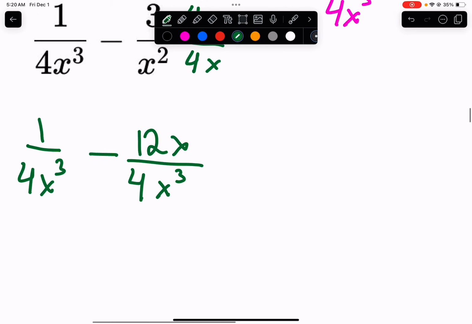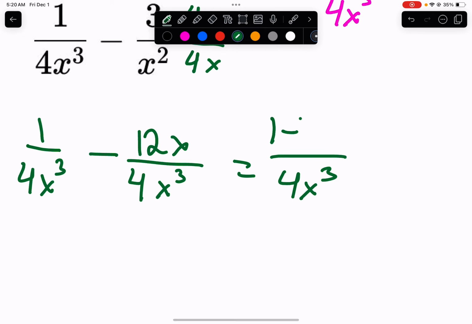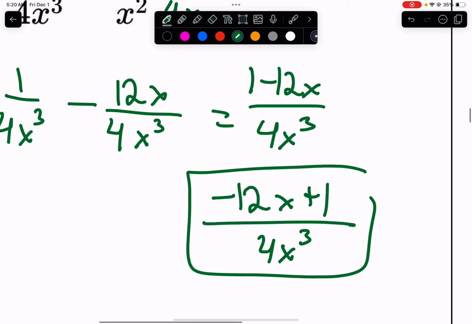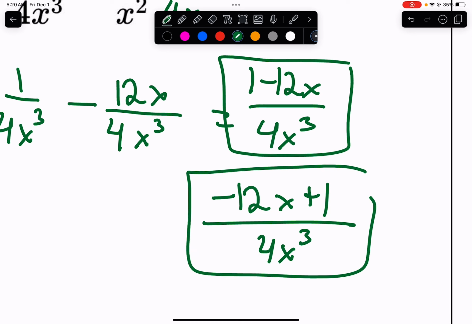So we've got our common denominator, and on top we just have 1 minus 12x. You also could write this as negative 12x plus 1 over 4x cubed. I don't care which one you do. One is in standard form on the top, and the other one isn't.